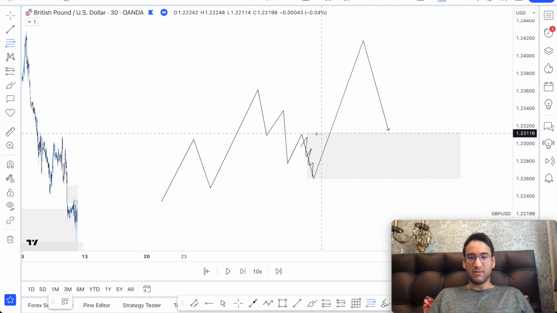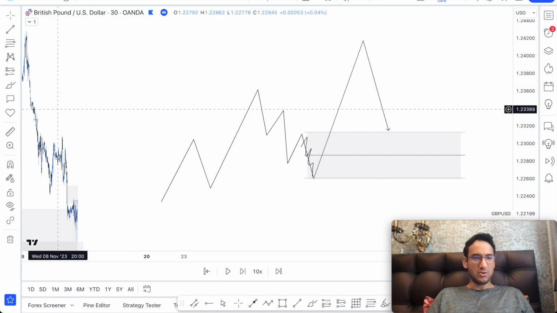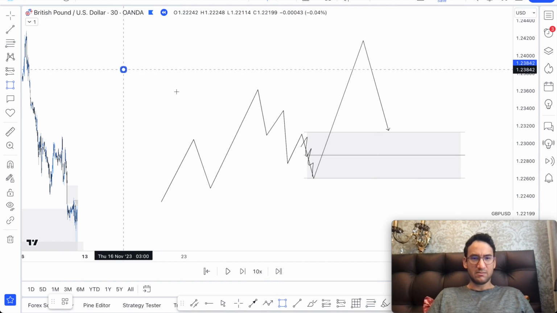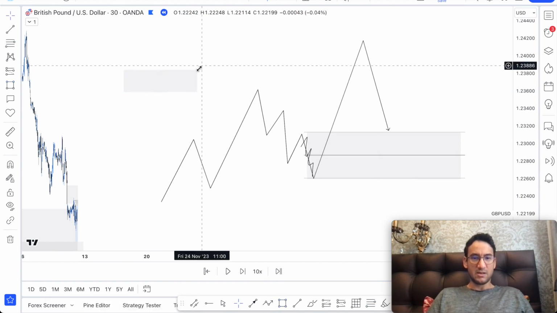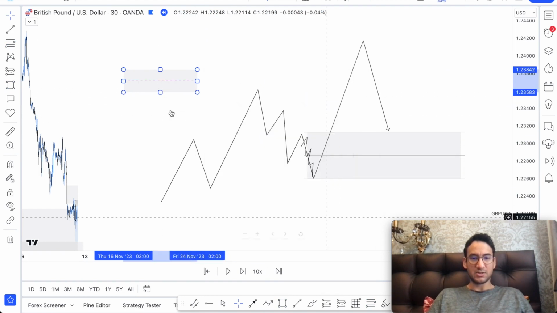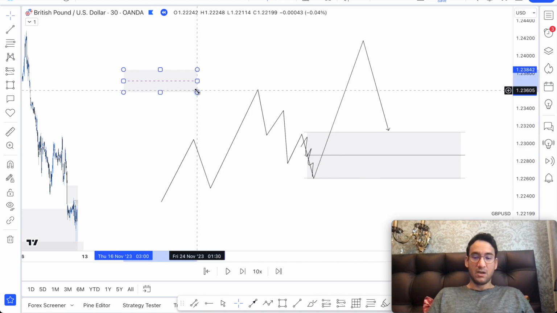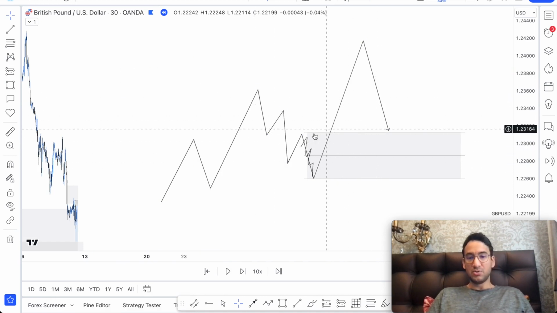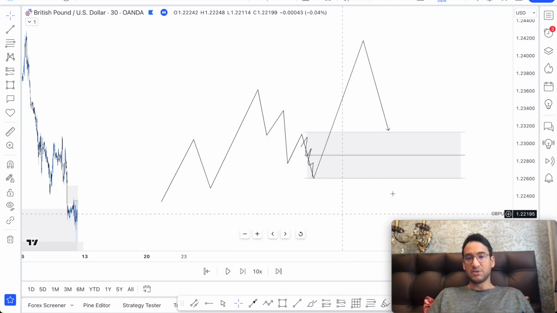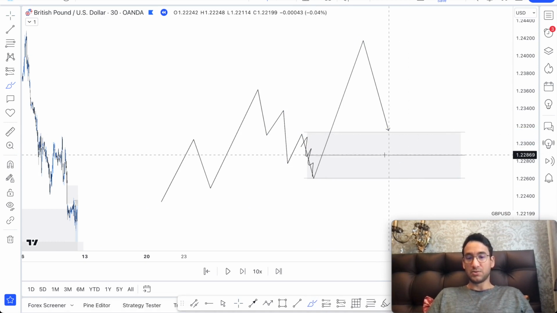Once price gets back into my demand zone, I use the Fibonacci tool. I go from the high to the low, and you can obviously use the tool that has the 50 EQ, the middle line, just as well. For some reason I'm used to using the fibs, and I like using the fibs a lot. Once you go from the high to the low, my main objective is to wait for price to get to the 50 EQ, which is right here.